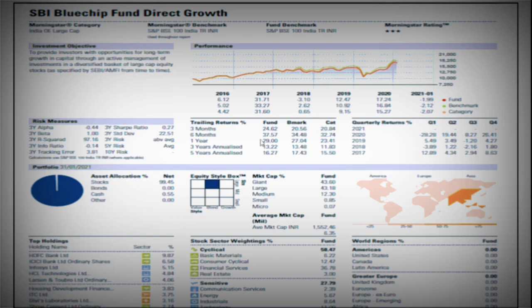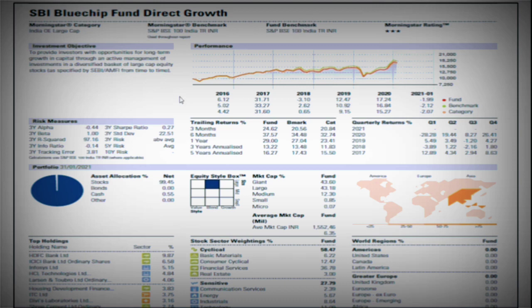Okay, here I have attached a screenshot of this fund fact sheet. So this is how it looks. You can get an idea over here. It shows investment objective, performance, risk measure. I have downloaded this from morningstar.com, and this gives you the fact sheet for about any fund. You can get the fact sheet over there.